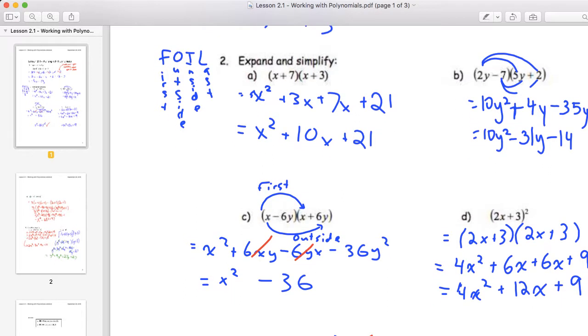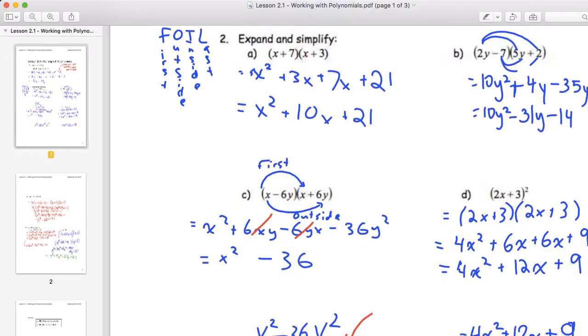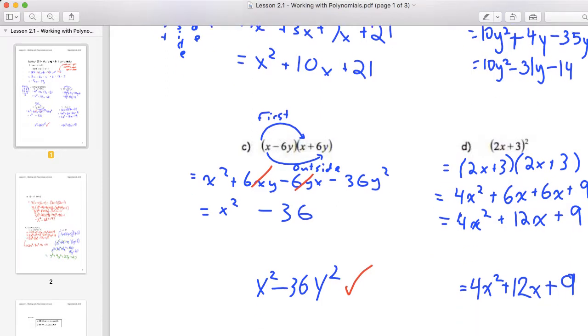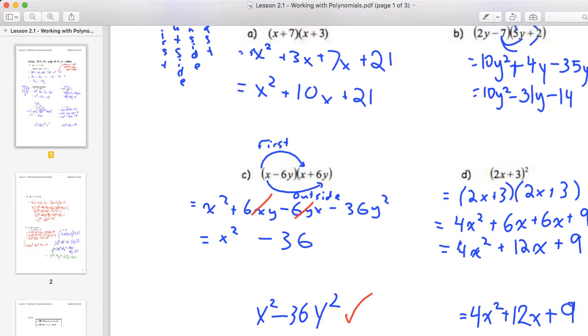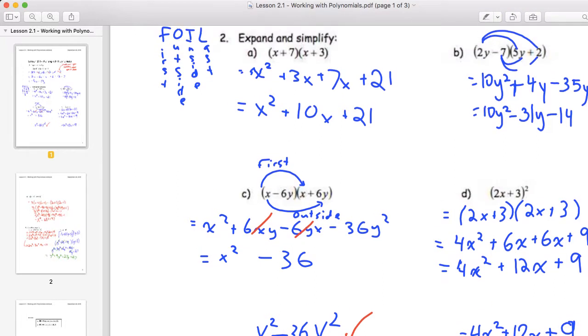I asked you, the class, to finish the following 3 examples, and you then wrote your answers up on the board. So here we have your solutions. In part B, we can see that FOIL was once again used. We have first, outside, inside, and last that were all multiplied together to get our final answer. And then after that, it was grouped together.